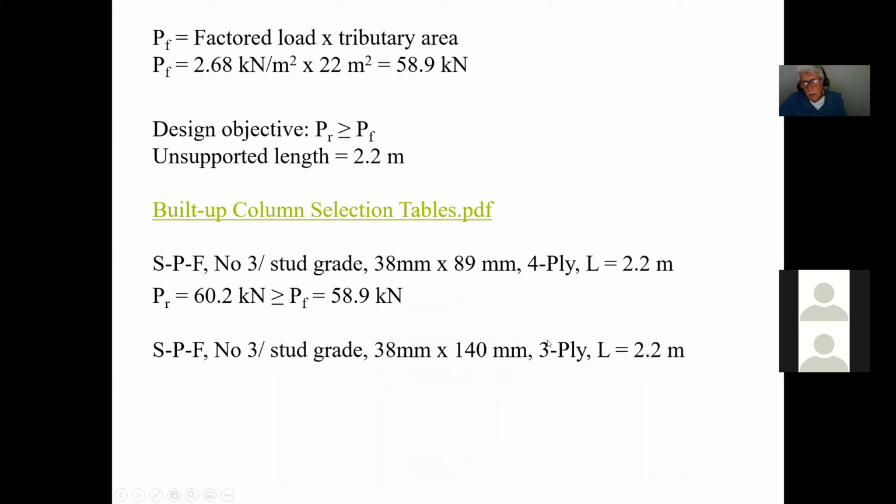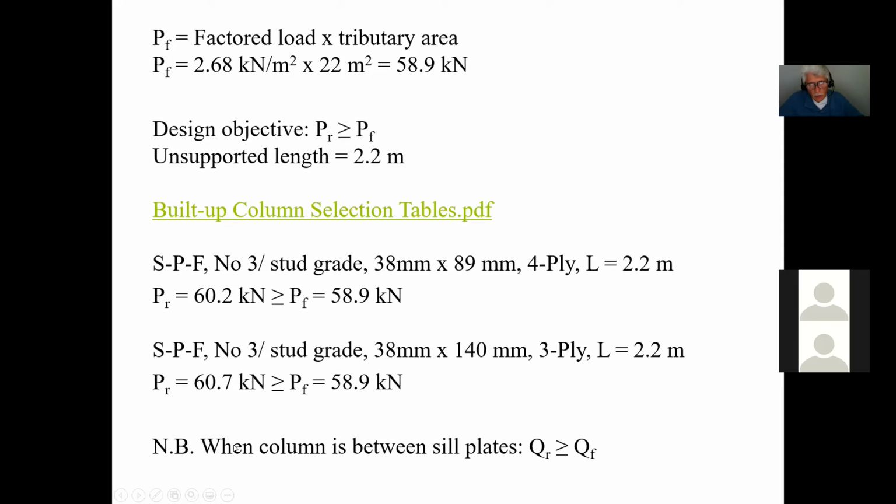Now, which one is cheaper? I think the 2x4s, it'd probably be about the same price. I'm not sure. Now, just remember one thing. In this case, I don't ask you to check QR. But remember, when the column is between sill plates, you should always check that your QR is greater than your QF. In other words, if you're building a column and it's sitting inside, like I have a sill plate at the bottom here.